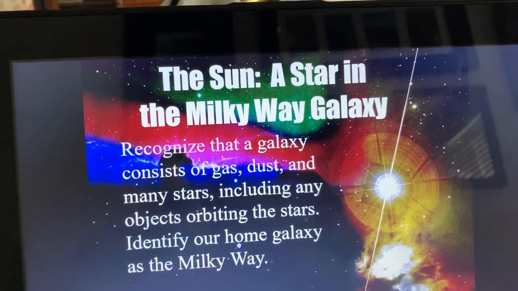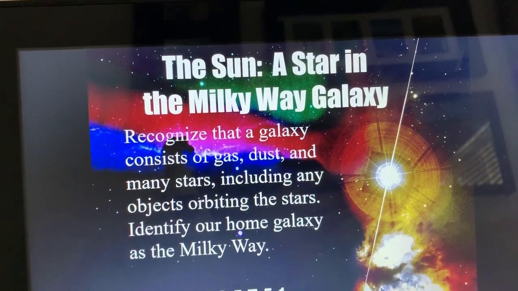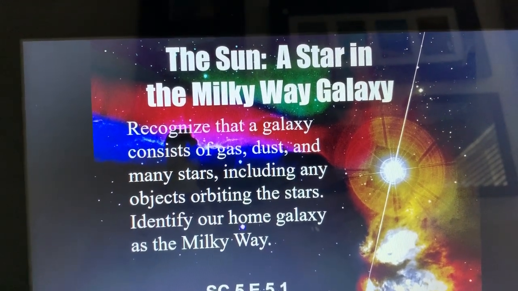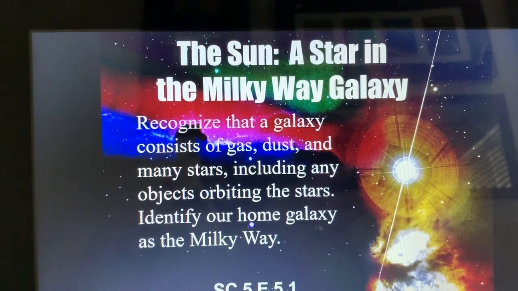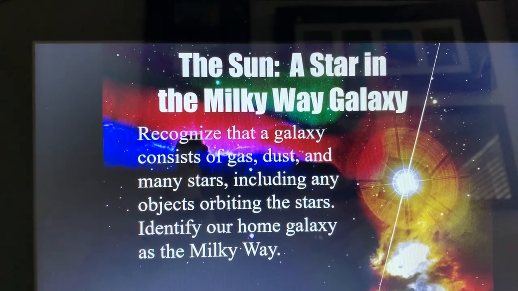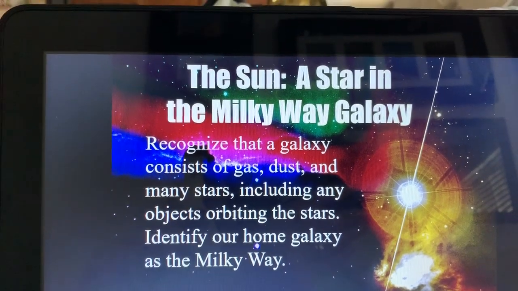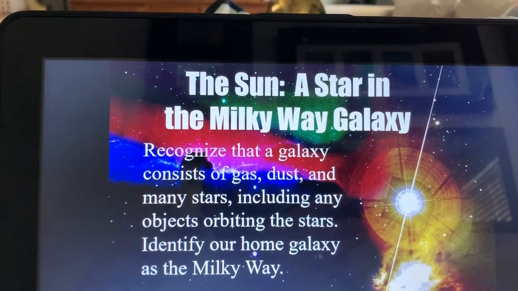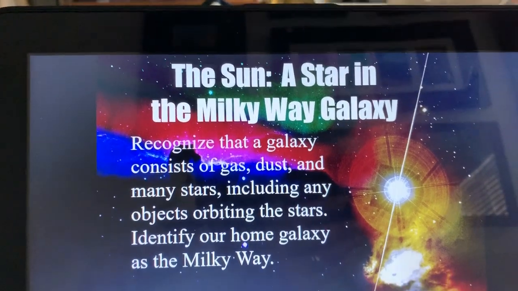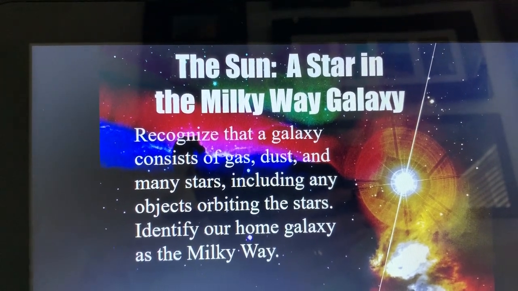So today, boys and girls, we're going to be talking about the sun and how it is a star in the Milky Way Galaxy. I want you to recognize that a galaxy consists of gas, dust, and many stars, including objects that orbit the stars. In our case, our planets orbit our star, which is the sun.